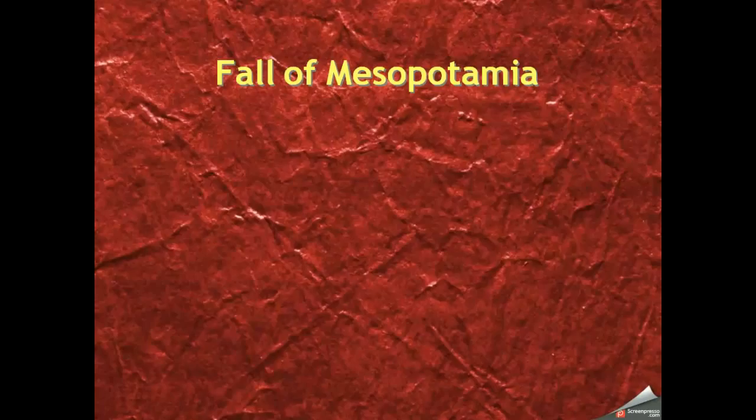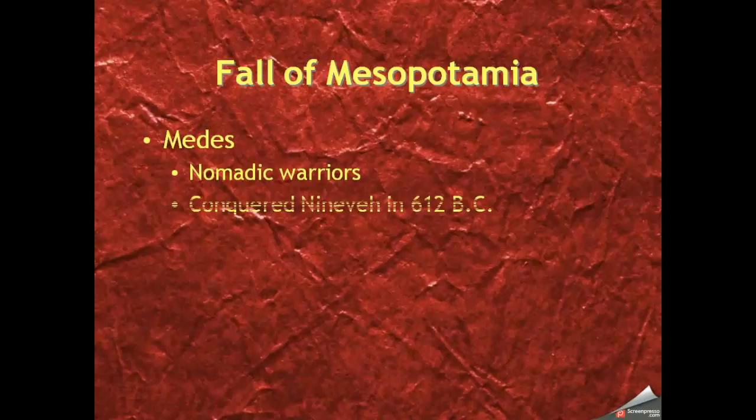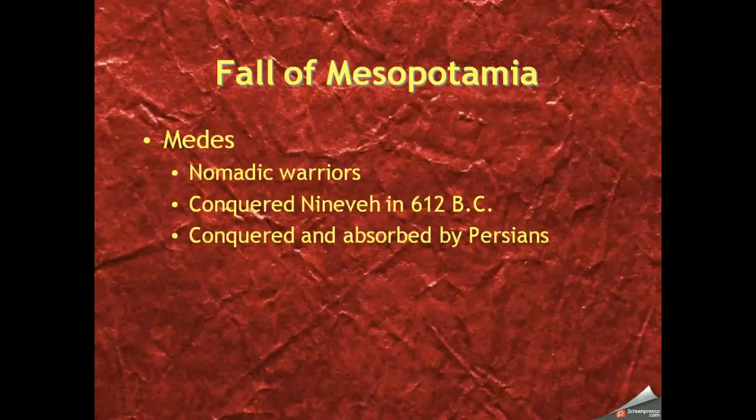All civilizations come and go, no different from the Mesopotamian civilization. They were overrun by a people called the Medes. The Medes were nomadic warriors that no doubt wanted these lands and resources that were possessed by the Mesopotamians, and so they come in at some point here and overtake Nineveh in around 612 BC. They conquered, and they were eventually absorbed by another empire called the Persians.